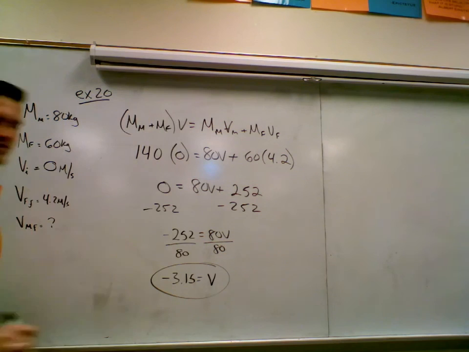So, guys, the final velocity of the male skater is negative 3.15 meters per second, right? So why is the male skater negative and the female's positive? They're going in opposite directions, right? Does that make sense, guys?